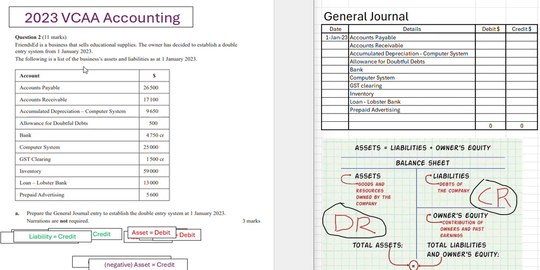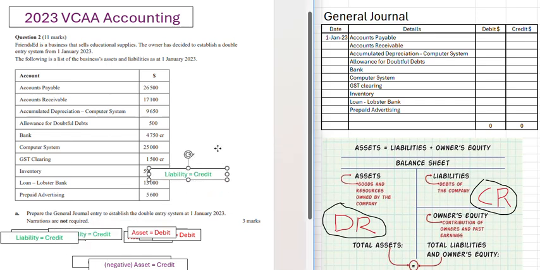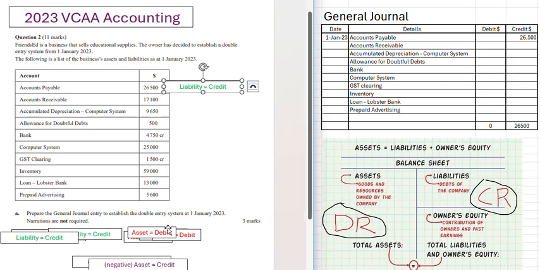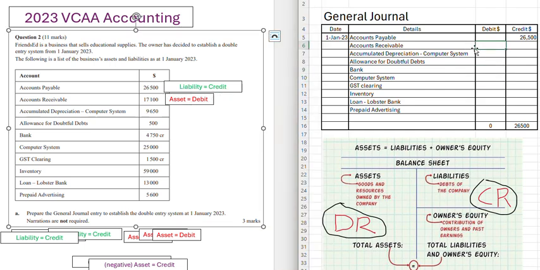So let's work our way through this list, and I'll explain why it's going on the debit or the credit side of our GJ. So accounts payable, that's a liability. That's going to represent a future sacrifice of an economic benefit when we pay our suppliers. So liability goes on the credit side. So if we go into our GJ here, I'm just going to enter that figure, 26.5K. Accounts receivable is an asset. We're going to get a benefit from that in the future when we receive those funds from our credit customers. So there's a debit entry.